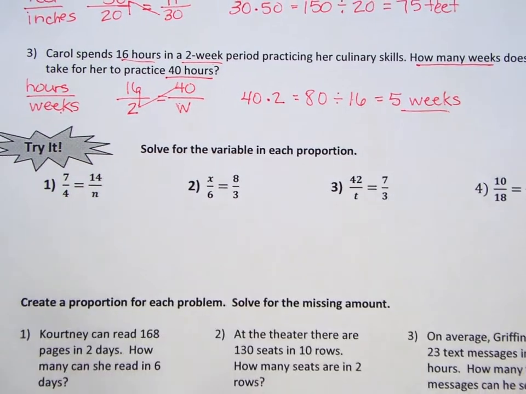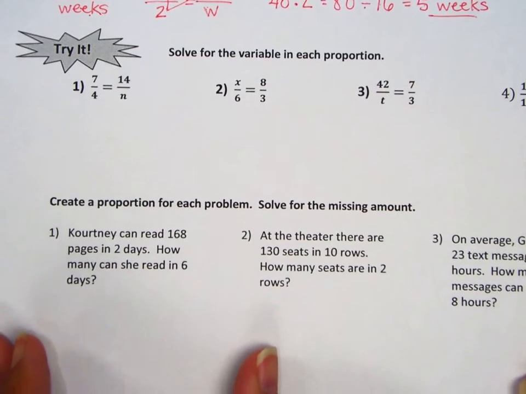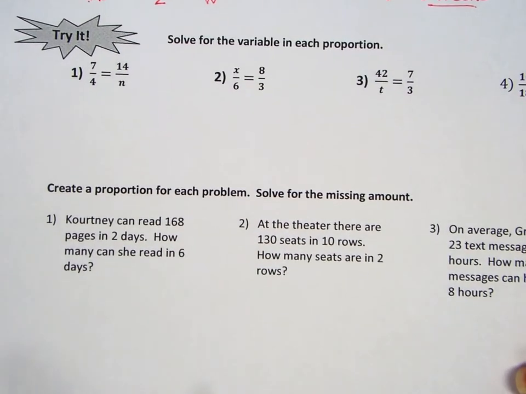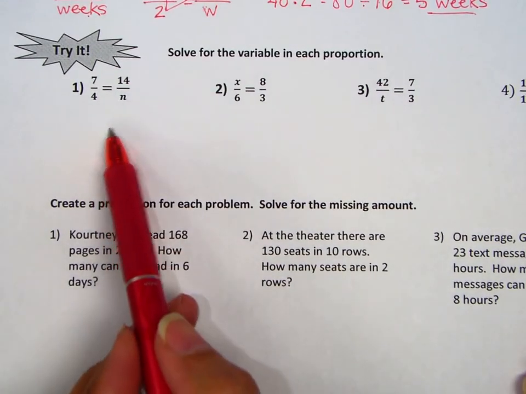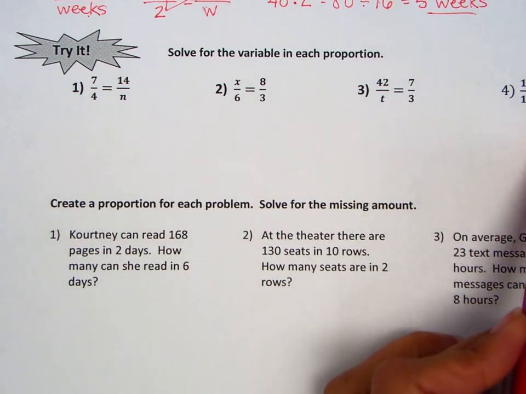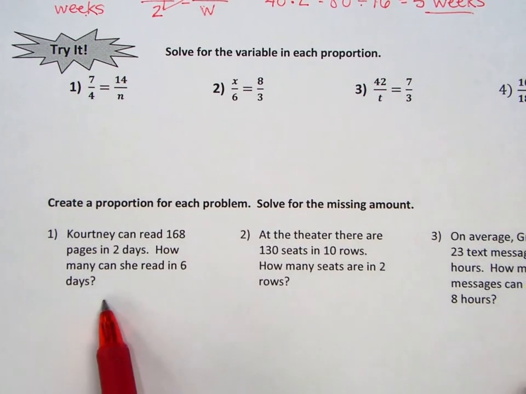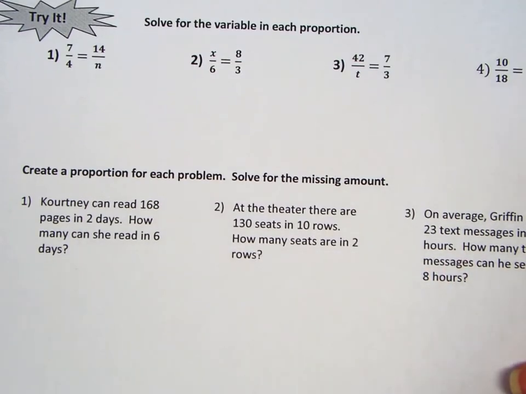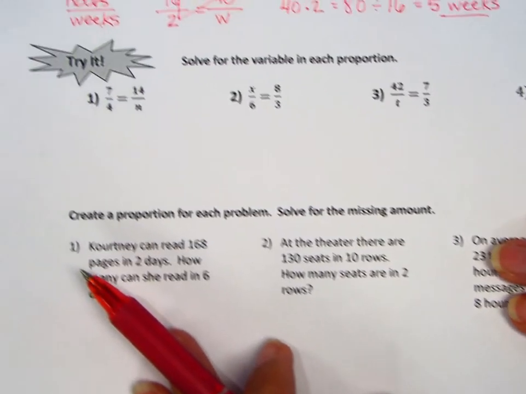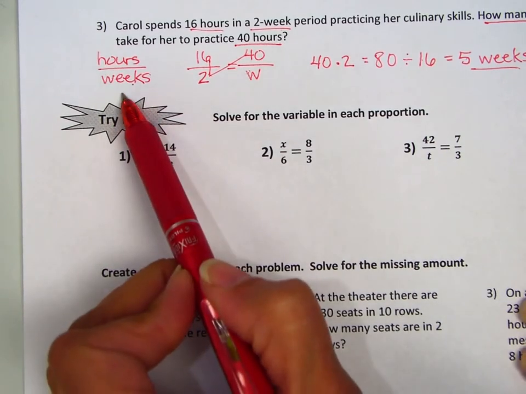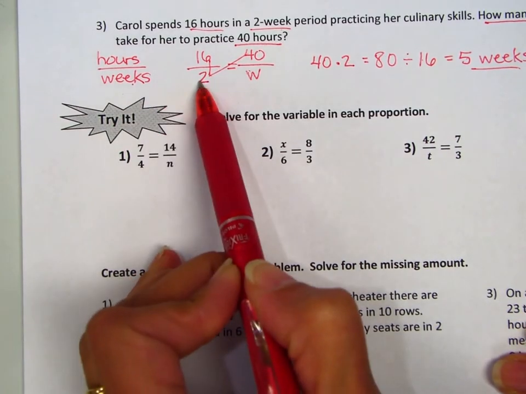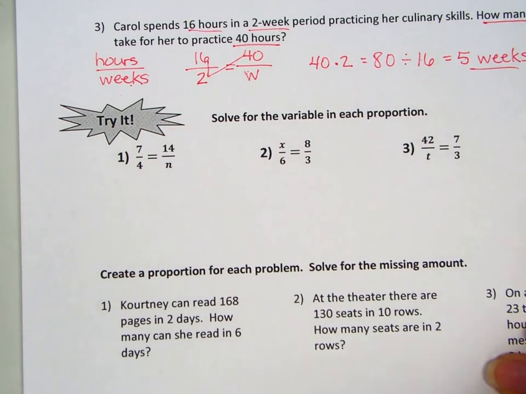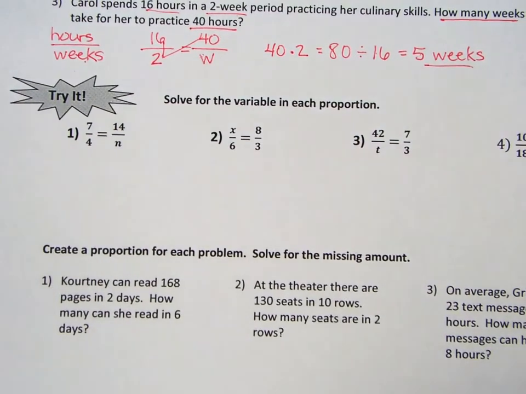Okay, so when you come to class tomorrow, you need to do the try it section, complete all of these proportions and solve for the missing variables, and then you have 3 word problems as well. Remember, on the word problems you want to set up the comparison first so you know how to set up your ratios. Bring that to class tomorrow and we will check it.